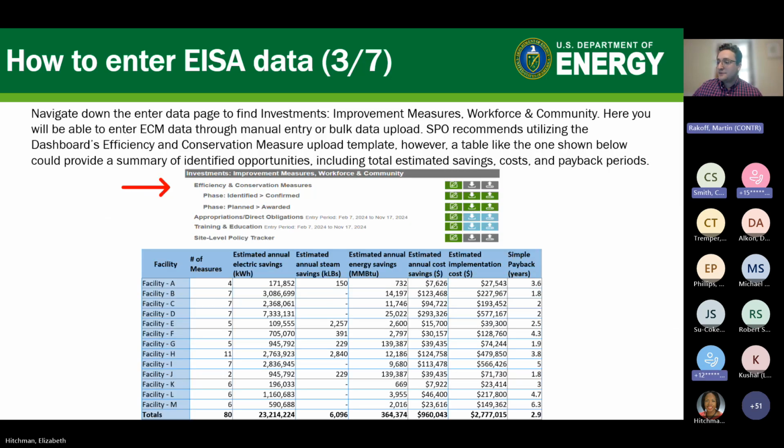And so if you navigate down the enter data page, you'll find investments, improvement measures, workforce, and community. Here you'll be able to enter ECM data through manual entry or bulk data upload. We recommend utilizing the dashboard's efficiency and cost conservation measure upload template. However, a table like the one shown below could provide a summary of identified opportunities, including total estimated savings, costs, and payback periods.